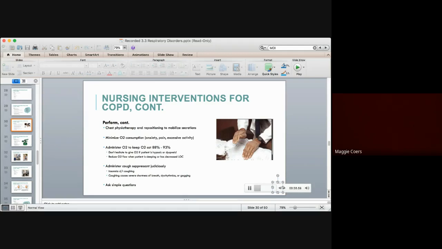We want to minimize O2 consumption by making sure that the patient isn't anxious, they're not in pain, and we're not having them perform excessive activity. Oxygen can be given for COPD, but we can't give a lot of it. The goal with a COPD patient is never to get their oxygen up to 100%. Okay? If the COPD patient has a range of 88 to 93, they're doing good. We really go by symptoms. And if they're not short of breath, then their oxygen is set at the right level.